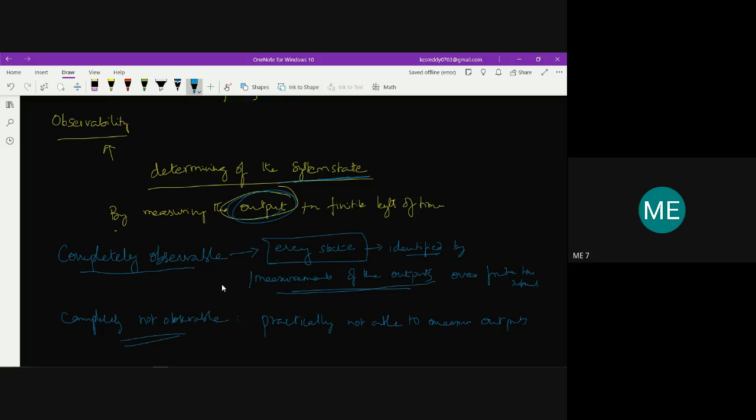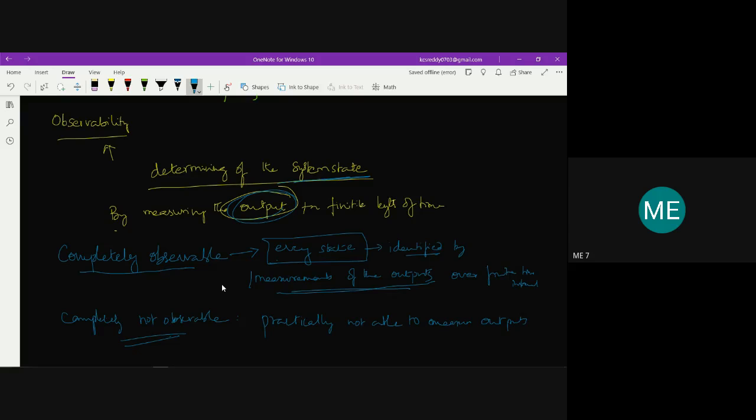Those systems are called completely not observable. Where we can measure the output of the system over a finite interval of time, we can say the system is completely observable, and we can identify every state, or determine the state of the system, by measuring the output for a finite length of time. So this is what is meant by observability.